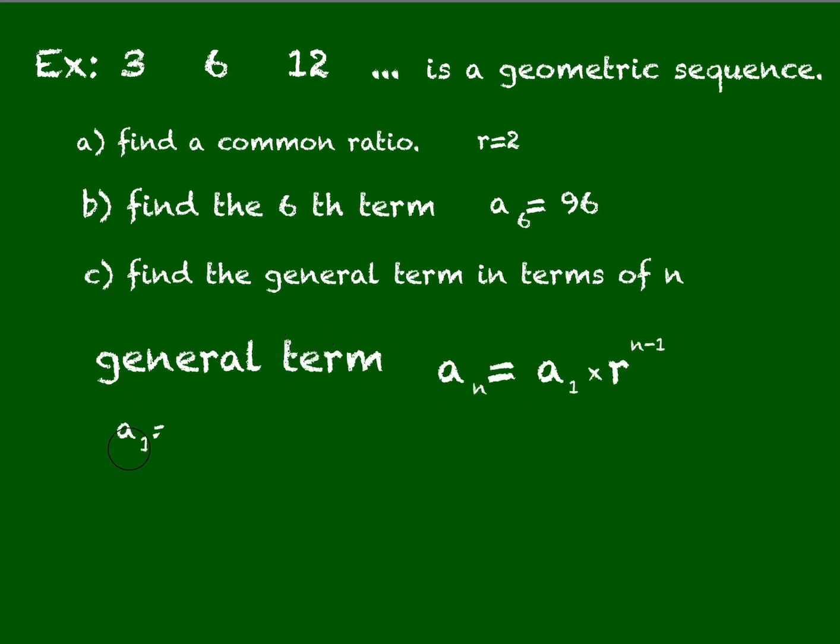To figure out the general term in terms of n, again, we need to use the general formula. Once again, we'll make the substitution with a1 equals 3 and r equals 2. Then, we'll obtain the general term of the geometric sequence as 3 times 2 to the power of n minus 1.